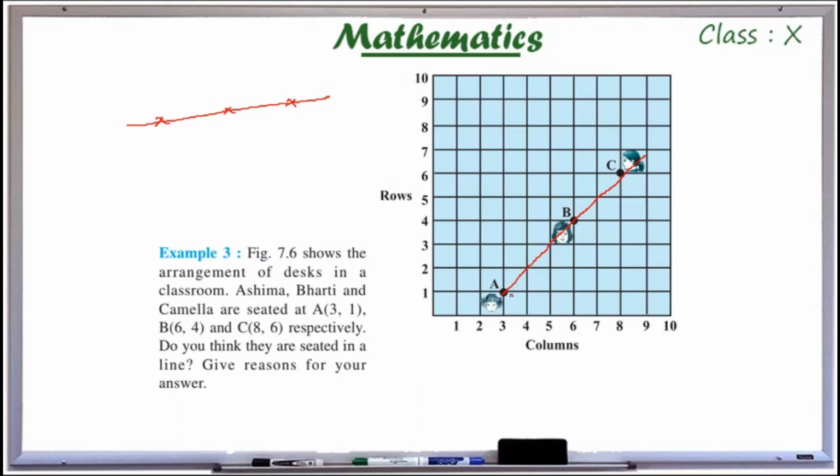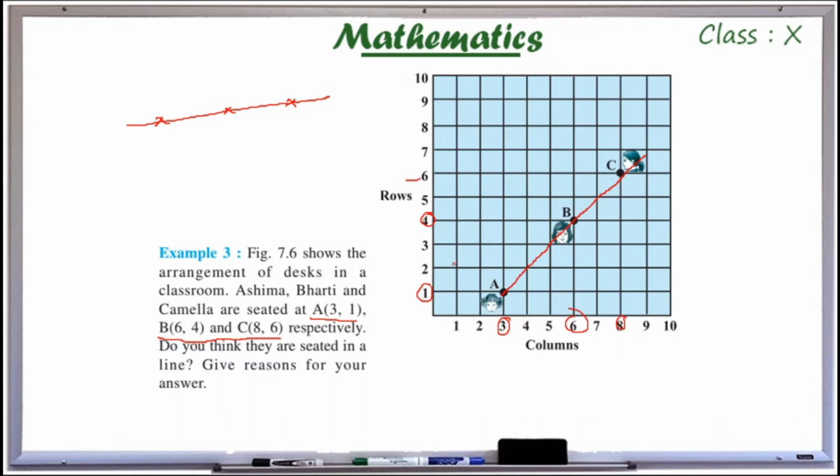So first we have to check the position of A, B and C. We have to mark the coordinates A, B, C. In the question itself it is given. If it is not in the question, we have to mark A lies at (3, 1), B at (6, 4) and C at (8, 6).